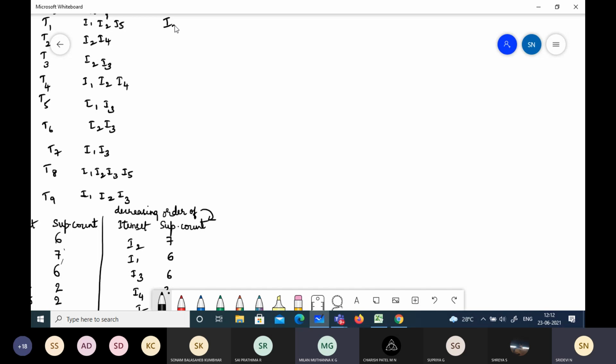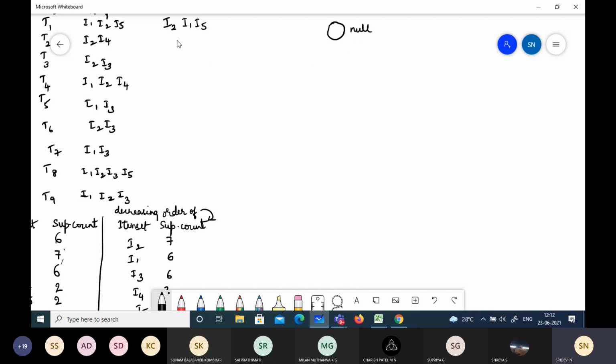I2. Yes, I2 and then I1. I1 and then I5. Likewise, you arrange everything. We'll arrange and keep it so that we will construct the tree one by one, taking one by one. Okay, let's start with the null node. This is our null node.